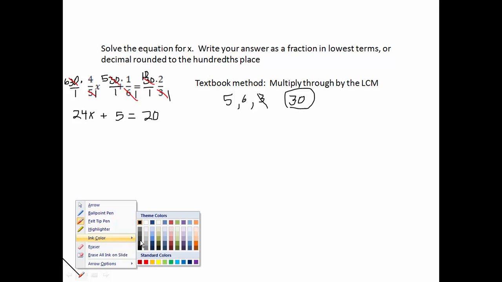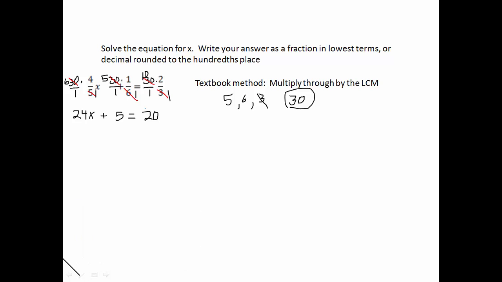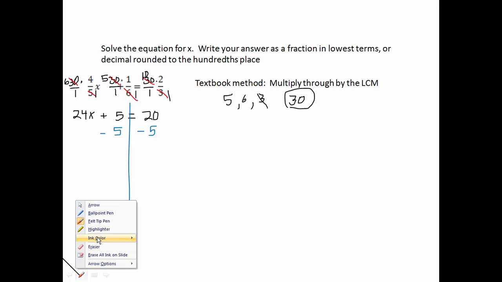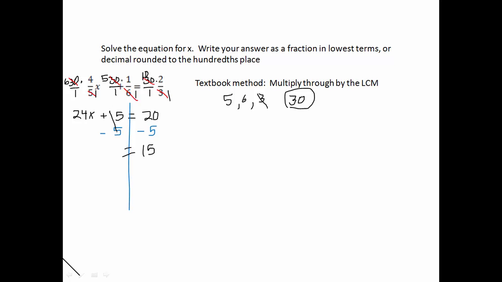So just as before, take a look at the numbers that are on the same side as your x, draw your line. On the same side as x is that 5 and that 24, but I always cancel my addition or subtraction first. So I'm going to do a minus 5, and then I do my minus 5 on the other side as well. 20 minus 5 is going to give me 15. And then the 5's cancel, and I bring down my 24x.